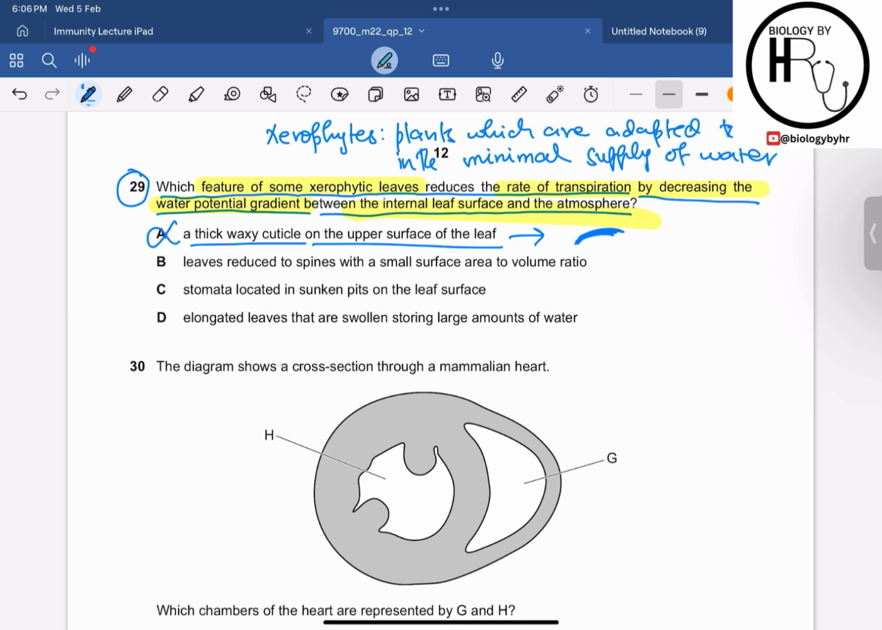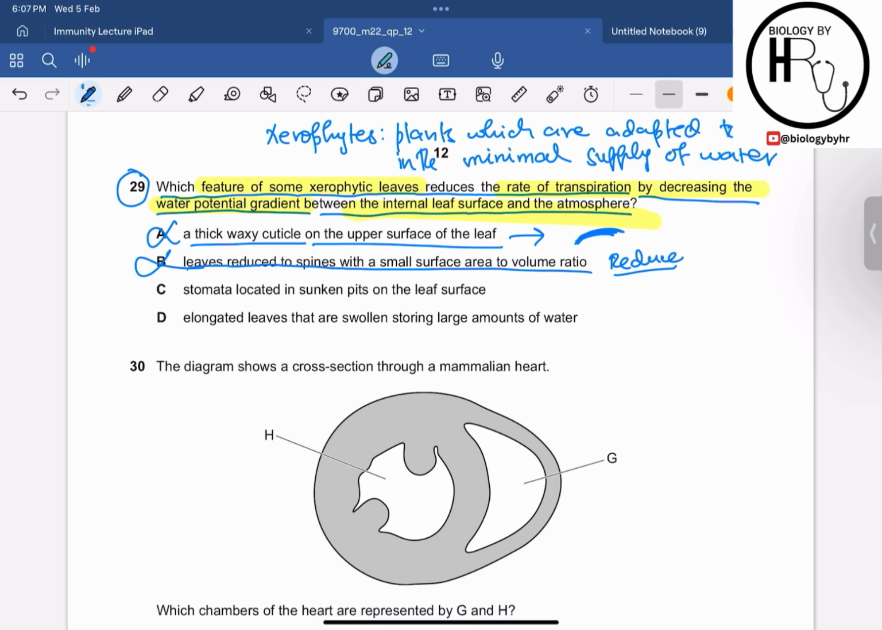If I talk about option B over here, option B is a leaf reduced to spines with a small surface area to volume ratio. It will reduce the overall rate of transpiration by decreasing the surface area. So it is also not involving the water potential gradient. The major cause over here is the surface area, so hence this option is also incorrect.